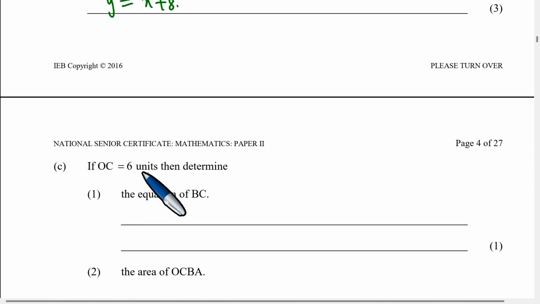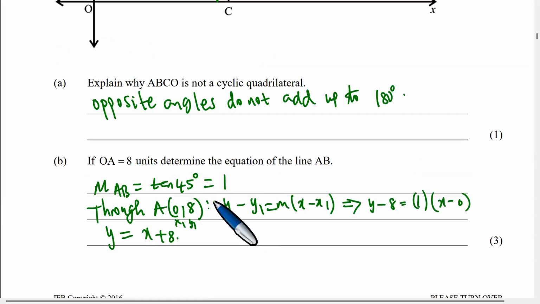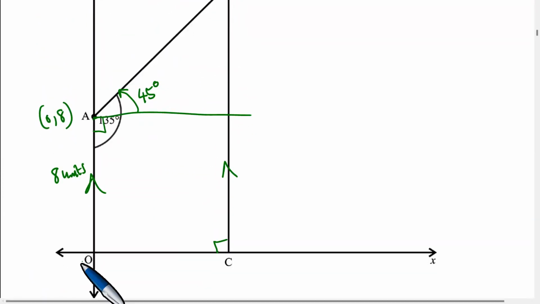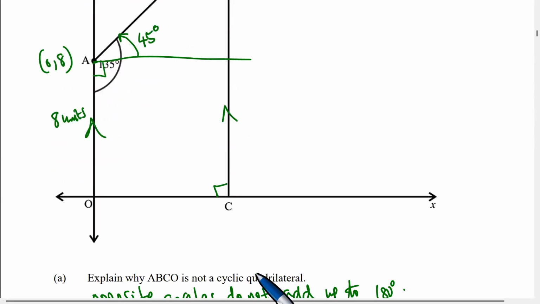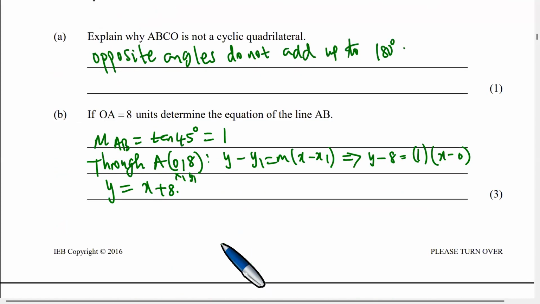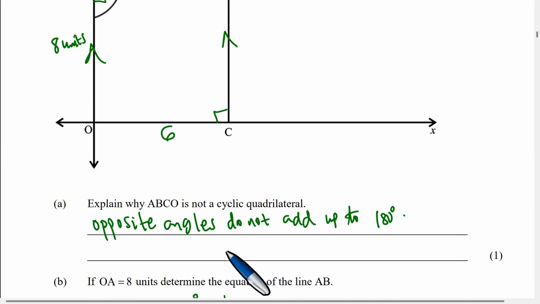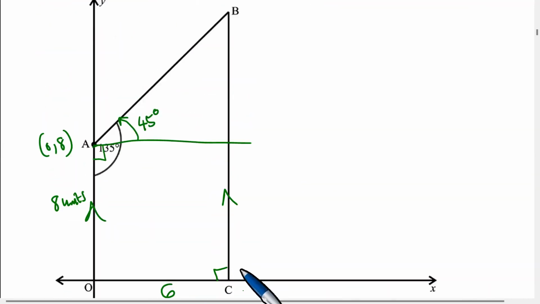Okay, if OC is 6 units, determine the equation of BC. OC is 6 units. So we're looking at OC, which is 6 units, and we determine the equation of BC. What is the equation of BC here?